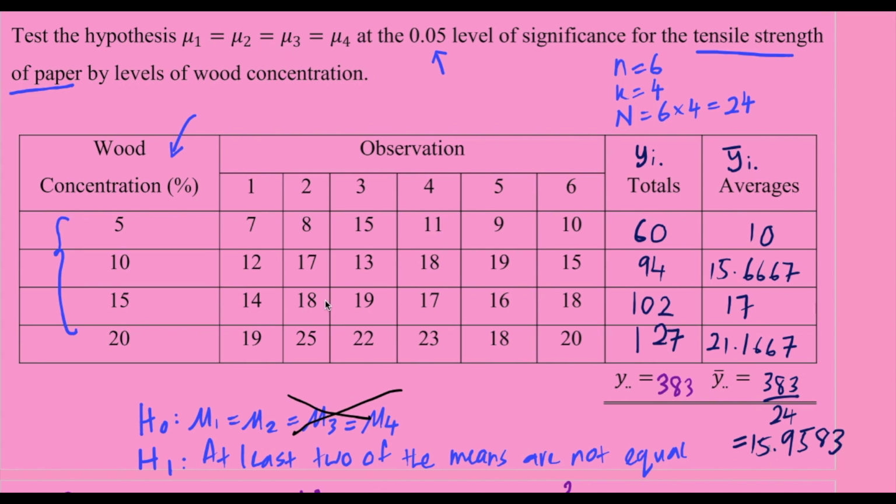So why do I say that wood concentration affects the mean tensile strength of paper? Because if the wood concentration has no effect, then the mean would be the same. So it doesn't matter if the wood concentration is 5% or 10% or 15% or 20%. The mean for 5% equals the mean for 10% equals the mean for 15%. This equals the mean for 20%. But we have rejected the null hypothesis, which means this wood concentration has an effect.